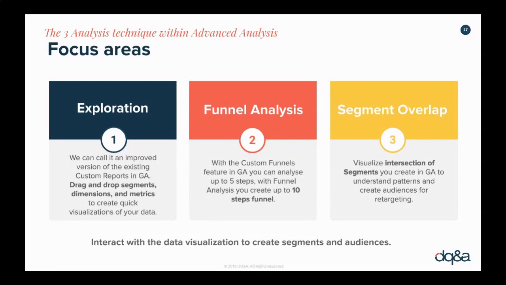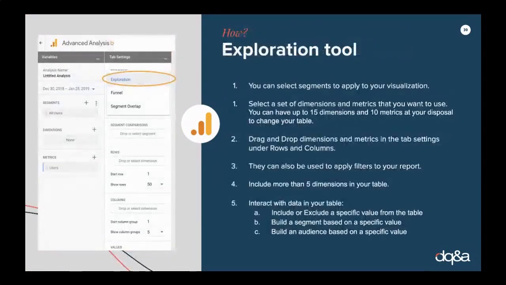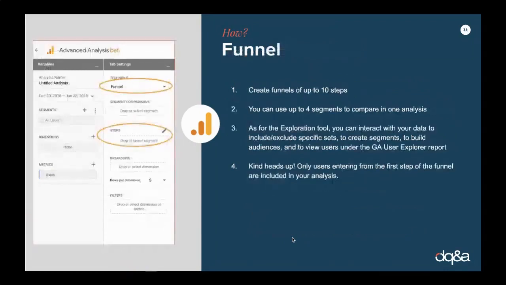I'll give you a few snapshots here. So that's where the tool can be found, bottom left, and you'll end up in a new window where you can then choose exploration, funnel, or segment overlap. As I said, the exploration is like a custom report, and you can have up to 15 dimensions and 10 metrics. And as I said, you can interact with the table to build a segment or to build an audience.